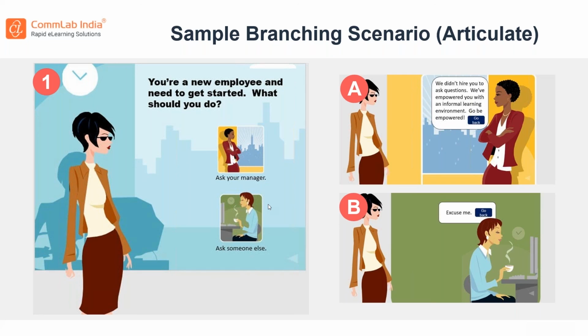So here's a situation where you're a new employee and you need to get started. What should you do? So there are two options for the learner. You ask your manager or you ask somebody else. Now, option A tells you what happens if you go down that path. So you select ask your manager, and then what is the response? And then option B, of course, then goes on to tell you what would happen if you went with that flow. So this is just a very simple illustration of a branching scenario.